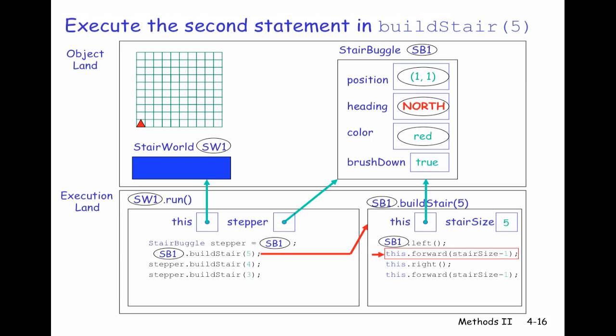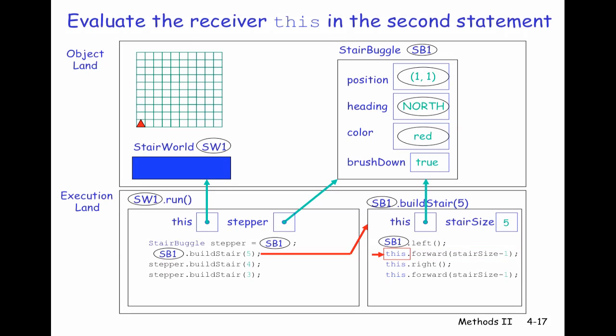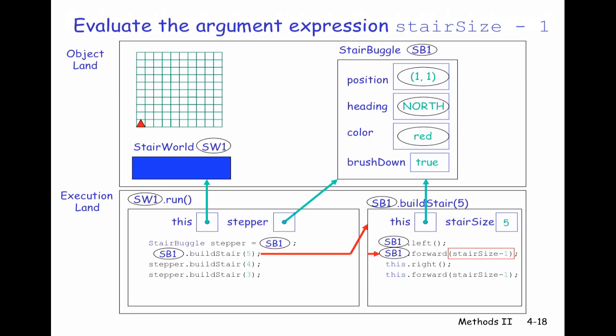We can now go to execute the second of our statements. Again, the first thing we need to do within the execution of this instance method, because this statement is an instance method invocation, is we evaluate the expression to the left of the dot, which is this. We evaluate the variable this, which we know in this execution frame is stair buggle SB1. And the next thing we have to do is evaluate whatever arguments that this method invocation has.